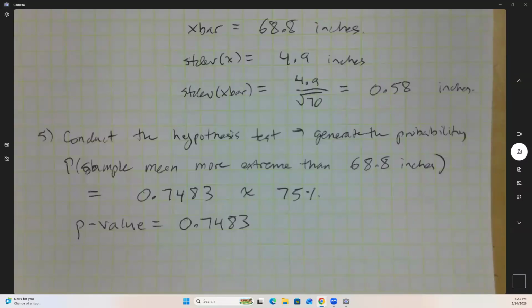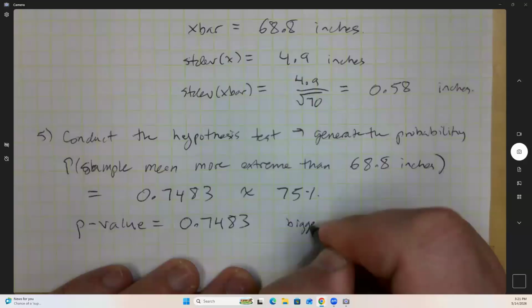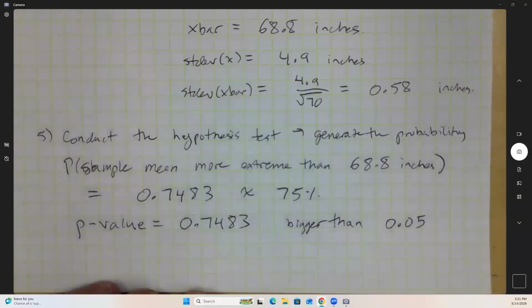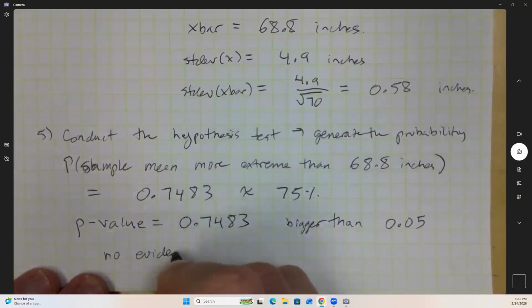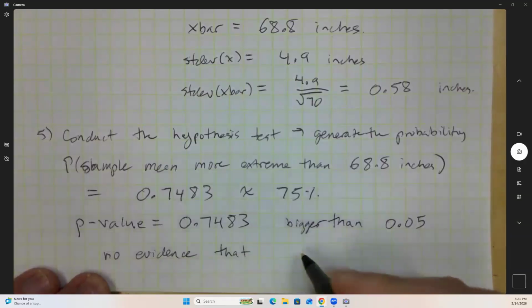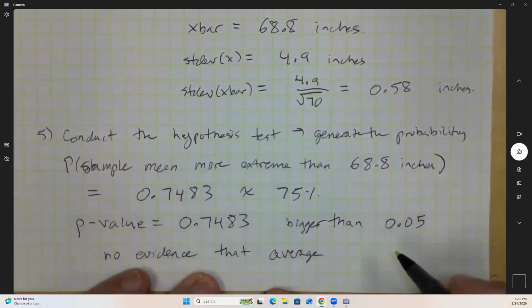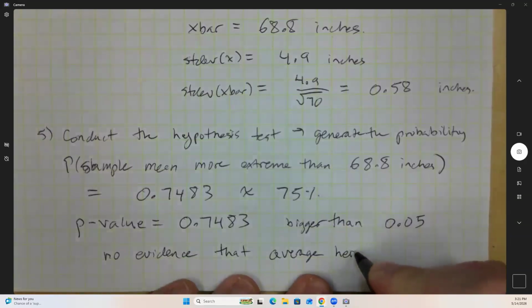No, because it could happen 3/4 of the time. Right? This is a big probability. This is bigger than our cutoff, bigger than 0.05. There's no evidence that the average height has changed, or not enough at least. I'm going to say no, 75% chance of this data. That's really bad evidence.